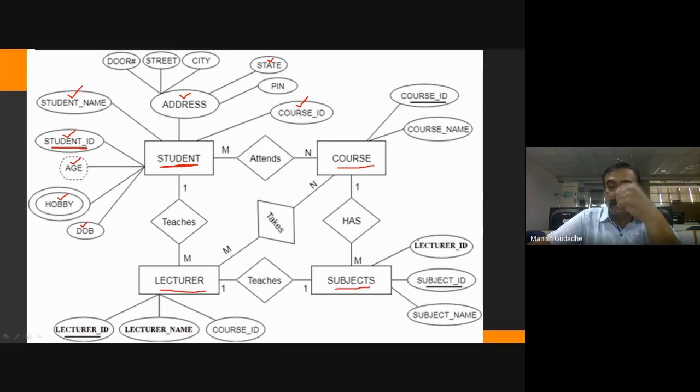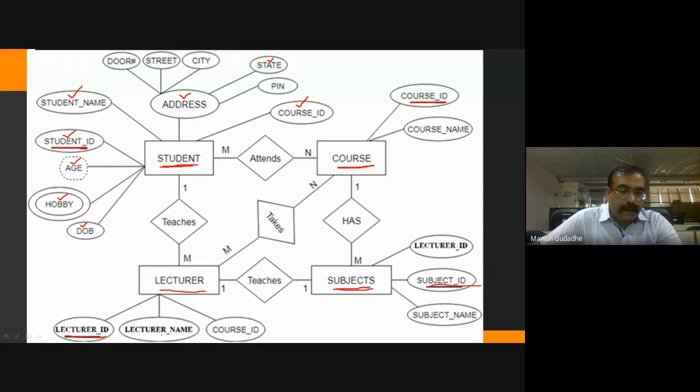As I said, this diagram is going to tell me everything about the whole database, how it is implemented, how things are managed. Let us now observe that the course has course ID and course name, subjects have subject ID and subject name, and lecturer has lecturer ID, lecturer name, and course ID. Now you can observe one thing: every entity has one attribute which is underlined.